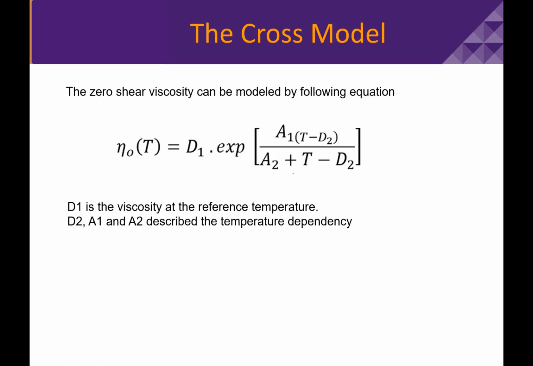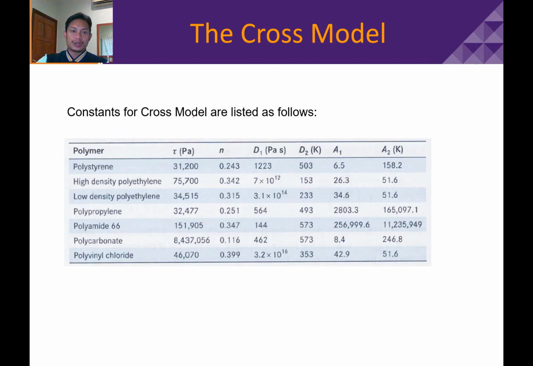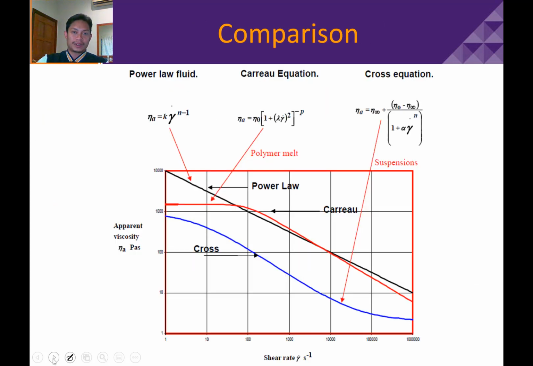And then again, if we neglect the zero shear viscosity, it can be modeled using this equation. Again, you can use the constants D1, D2, A1, and A2 from the given table. If this model comes out in the final, I will give the values for tau star, D1, D2, A1, and A2.